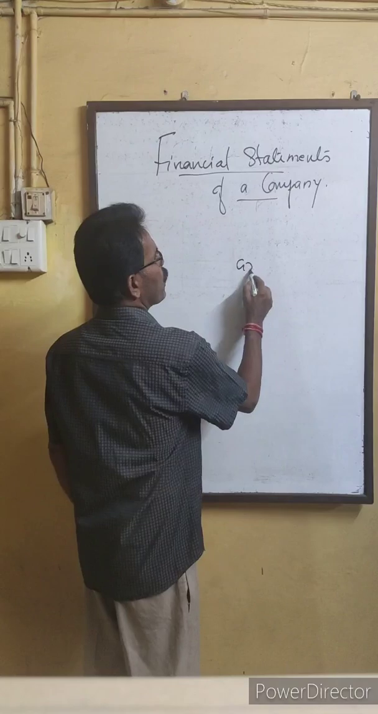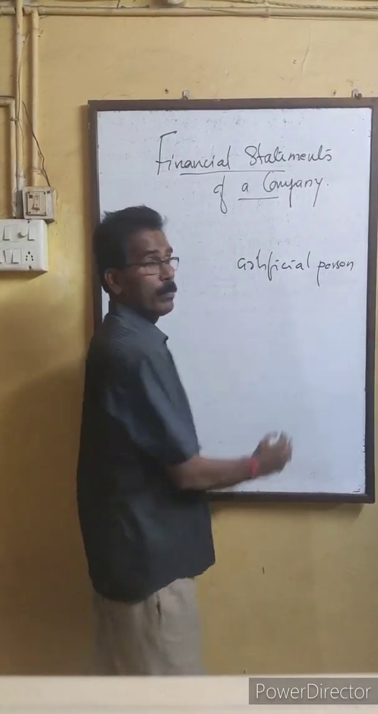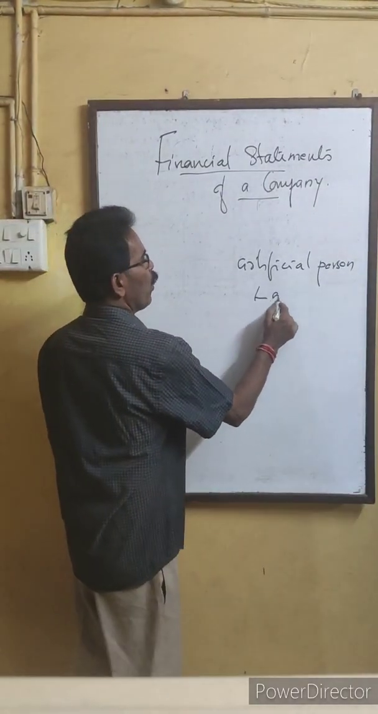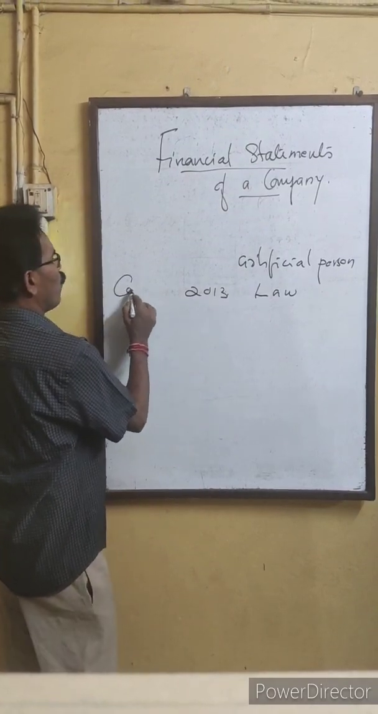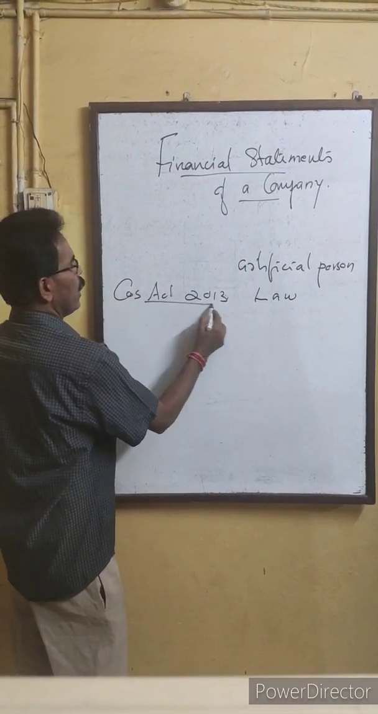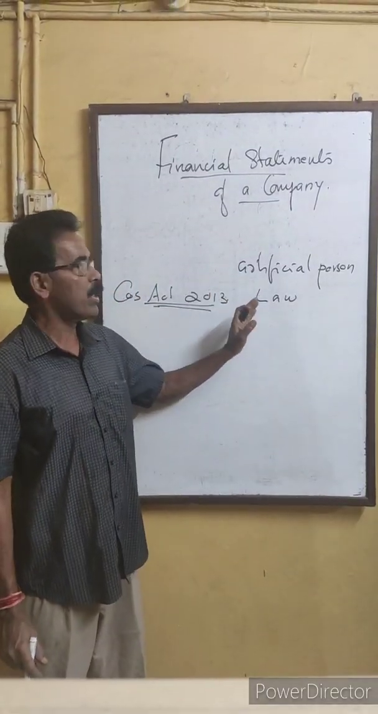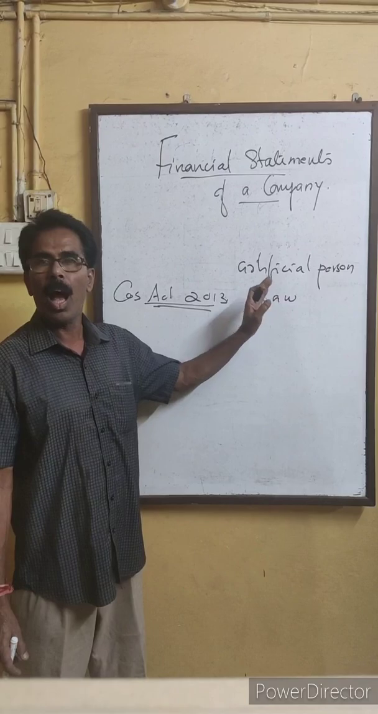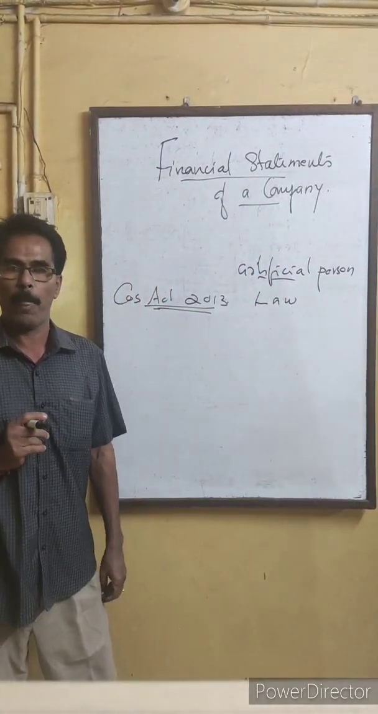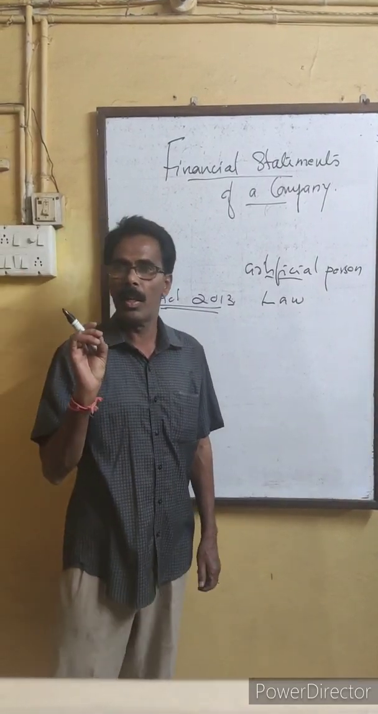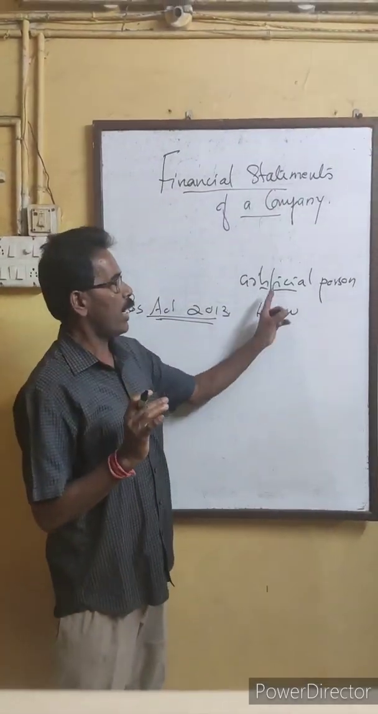An artificial person created by law. The law of 2013, Companies Act of 2013. This act is regulating all the activities of a company, and that company is an artificial person. You know very well what is artificial. Artificial means a person without a physical existence. So, it is an artificial person.